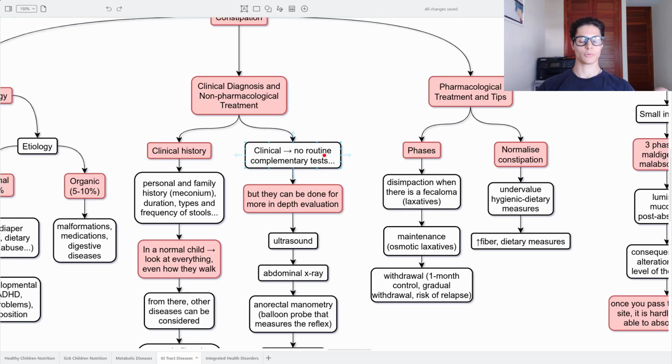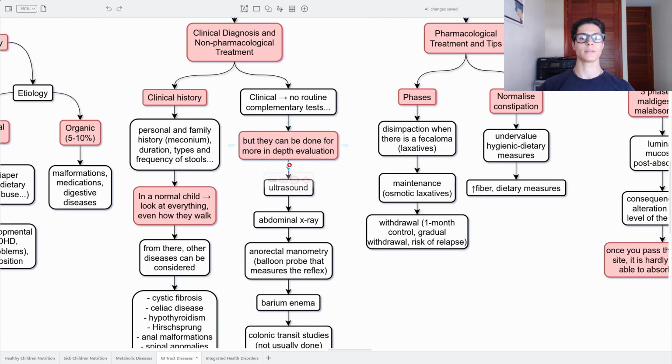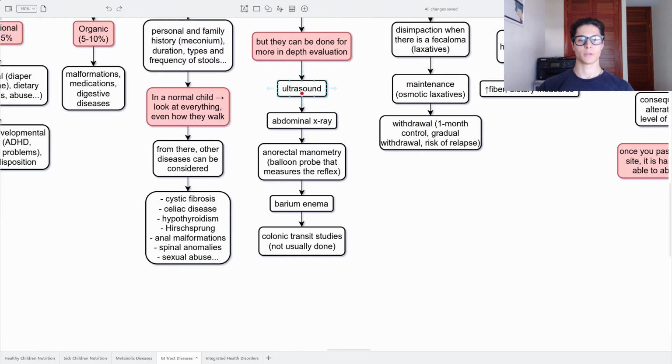Clinical, there is not a routine. We have to use complementary tests, but they can be done for more in-depth evaluation. These are, for example, ultrasound, abdominal X-ray, anorectal manometry. This is the balloon probe that measures the reflex of ejecting the feces, the barium enema, and the colonic transit studies. These are not usually done, though.